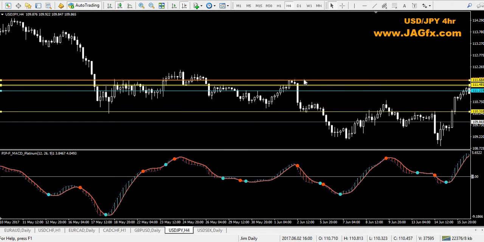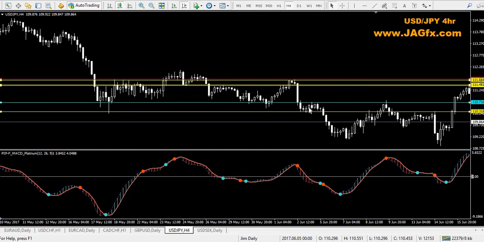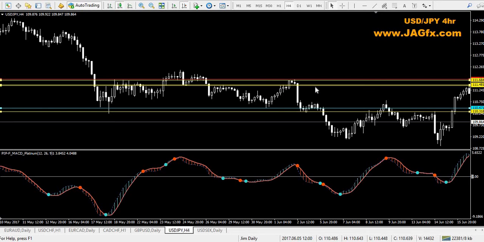Now this will happen in sideways markets. And this is one of the drawdowns of this method. But having said that, in the meantime, you could be using another method to complement this one, where you could be picking off these small trends. It's up to you. I'm just trying to give you ideas here.